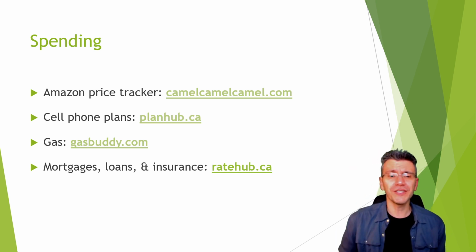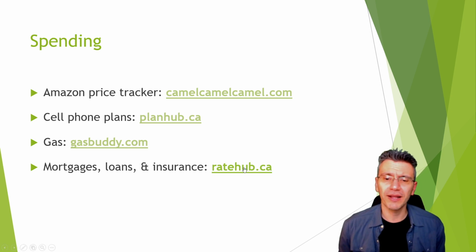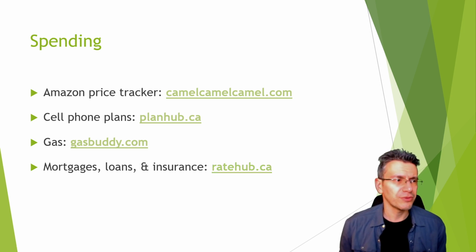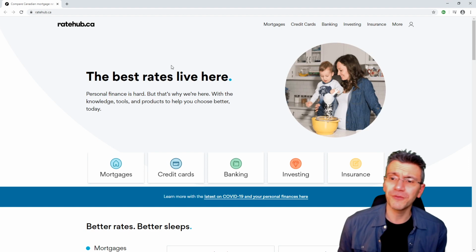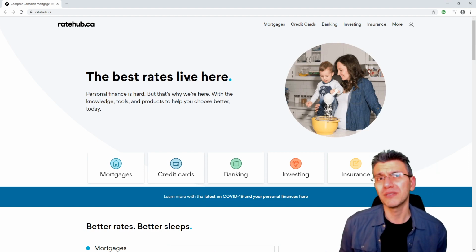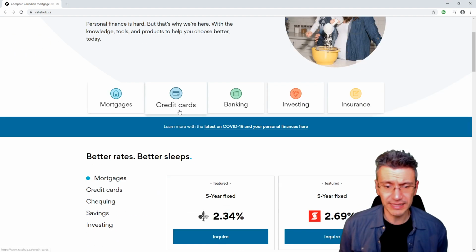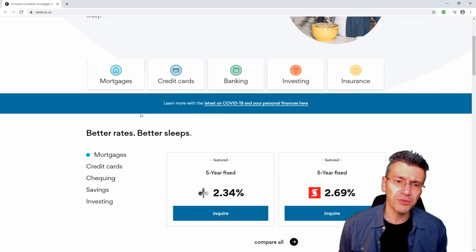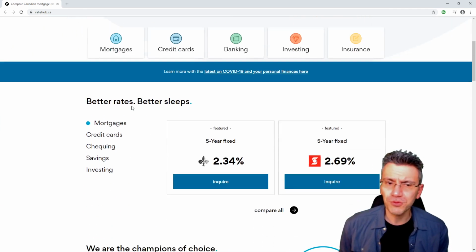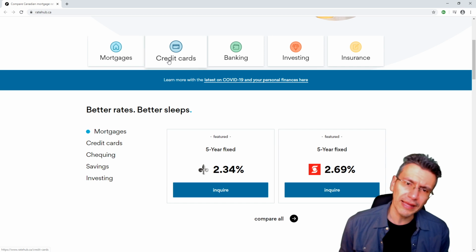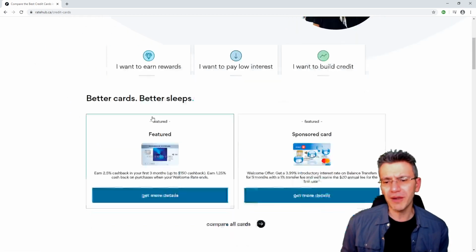So mortgages, loans and insurance products. So ratehub.ca. This is a really great tool. I'll show this in future live streams when we'll be talking about mortgages in general and things like that. I'll show you how to use these. But basically, it's a really great website that allows you to have a look at them. And same thing, as with the government, you can also compare credit cards here.